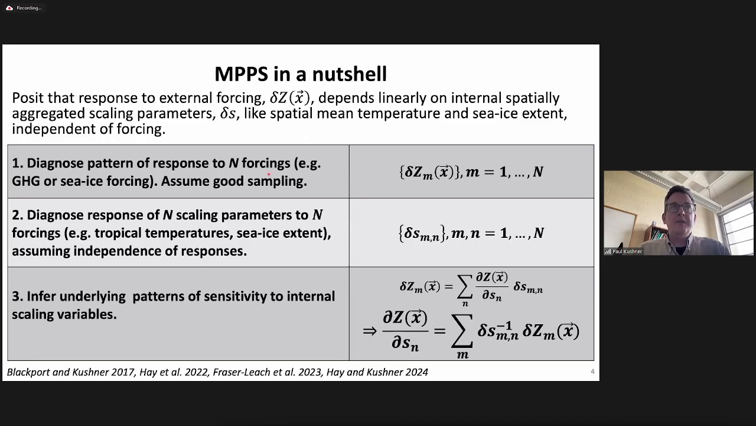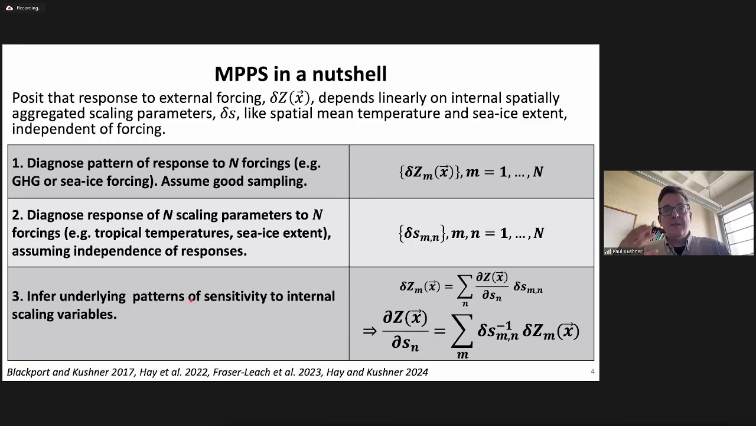So the idea of multi-parameter pattern scaling is that you can diagnose the pattern of response to a given number of forcings, like greenhouse forcing or sea ice forcing in isolation. And we get these patterns, which are denoted delta Z, and the M is an index for the models. And then we can diagnose the response of N scaling parameters. The scaling parameters can be global mean temperature, they could be sea ice extent, they could be tropical temperatures. There's some freedom to choose what they are.